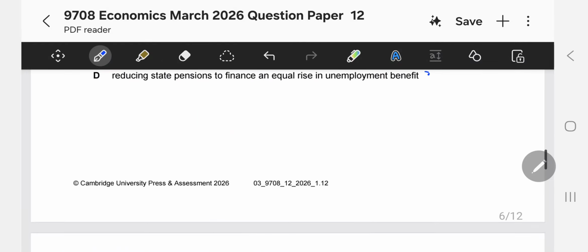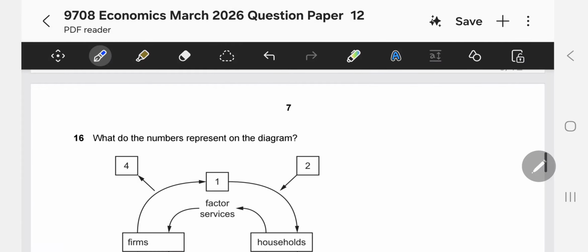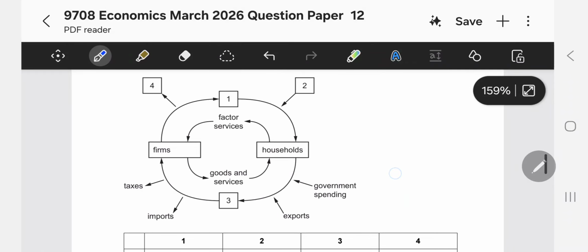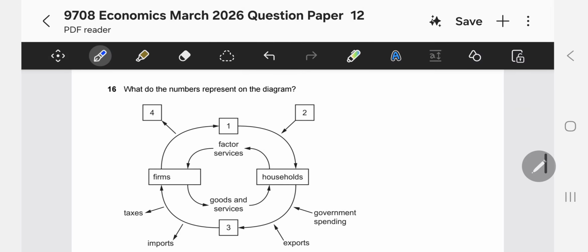Let's try question 16. At this rate, I think we're going to finish this paper in 30 minutes, which is good. The paper is 1 hour, by the way, so there's never a hurry. So let's go to question 16. What do the numbers represent on the diagram?